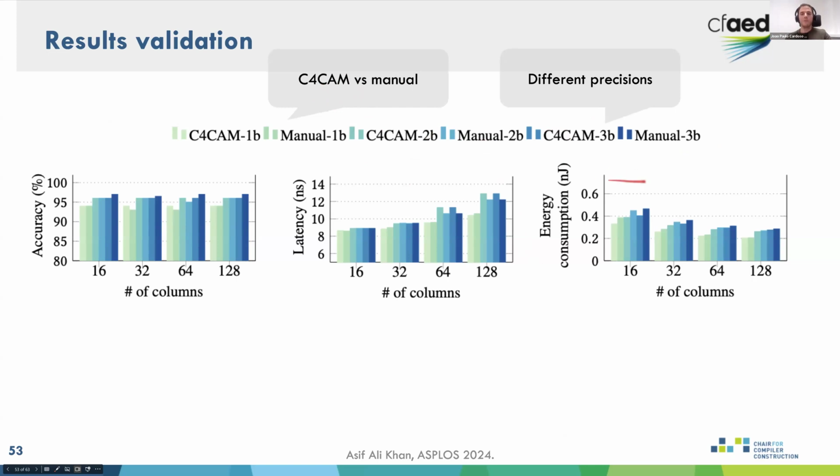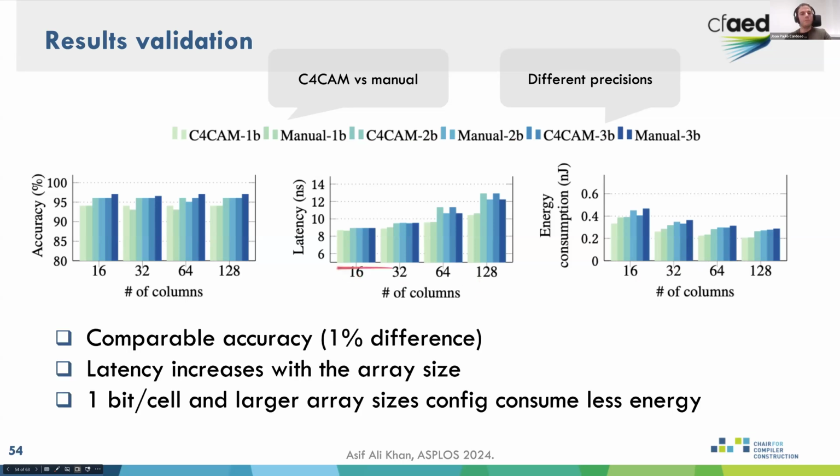the HDC implementation varying the bit precisions, for instance, 1 bit, 2 bits, and 3 bits, and also varying the number of columns of the CAM arrays. The main takeaway here is that the validation is accomplished, with a comparable accuracy compared to the manual design. We also notice, as in previous work, that latency increased with the array size.